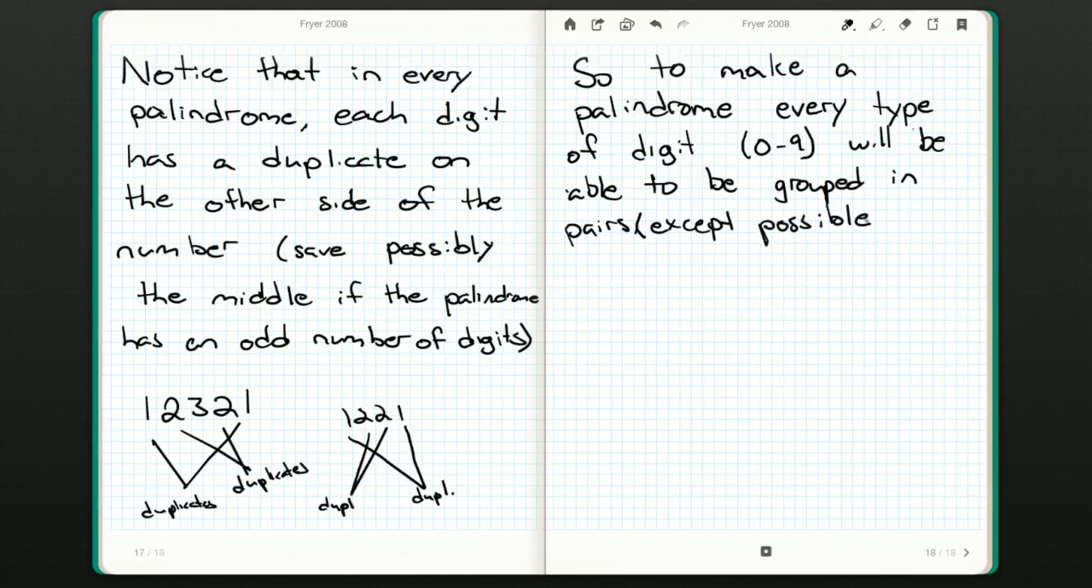So this means we're going to have an even number of 1s, an even number of 0s, an even number of 8s, except possibly whatever digit is in the middle. Right? So if a 5 is in the very middle, we're going to have an odd number of 5s.